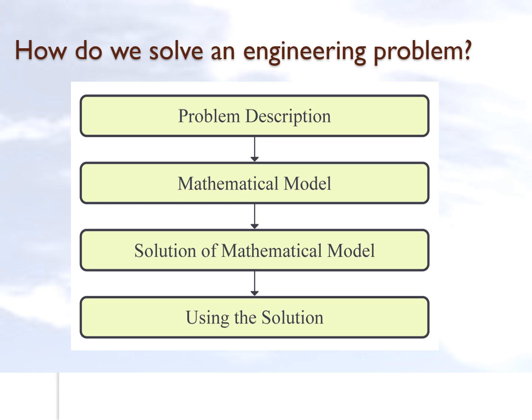So how do we go about solving engineering problems? What we basically do is we describe the problem. Then we develop a mathematical model for it, and this might be coming from analysis, this might be coming from experimental data, this might be coming from numerical data. So it can be all sorts of things or a combination of them.